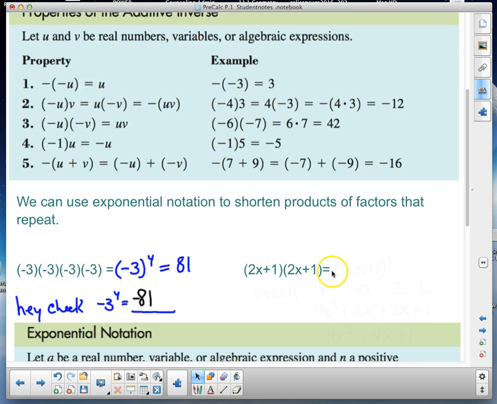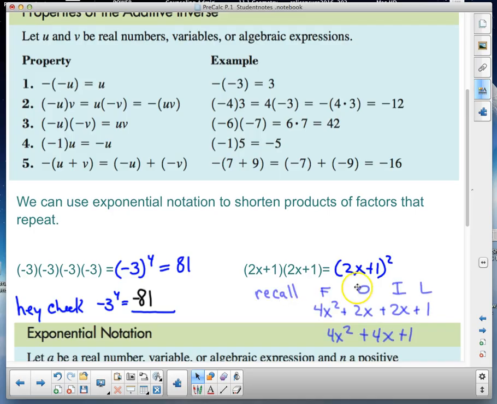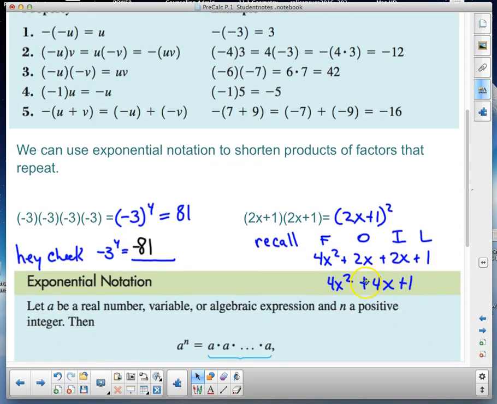As we go through, do you remember FOIL? 2x plus 1 squared. So we recall our FOIL work, and we got 4x squared, 2x, 2x, and 1, and then we combine like terms. We have 4x squared plus 4x plus 1 is our answer here.